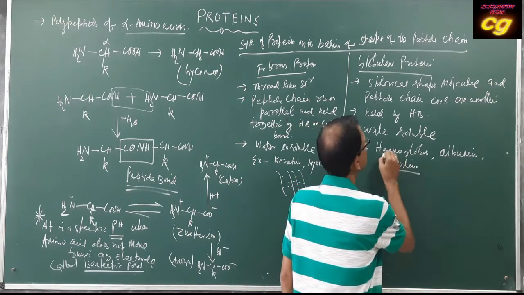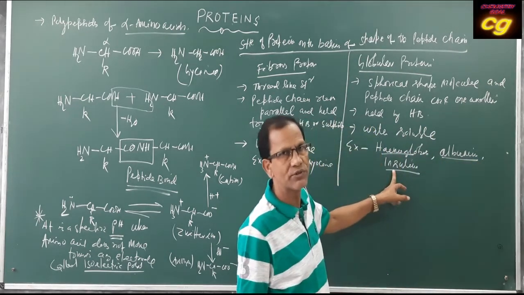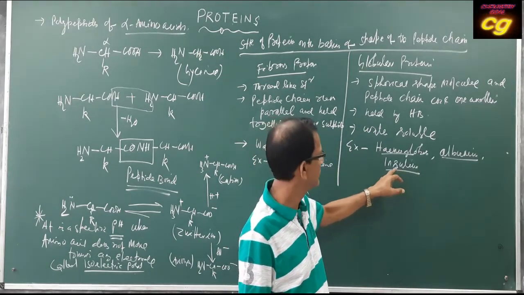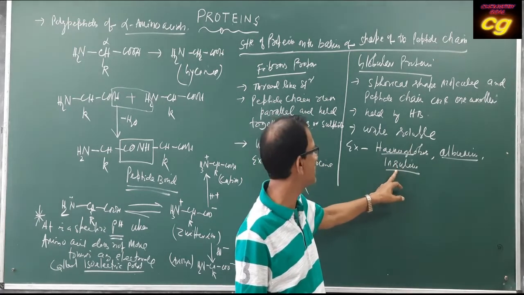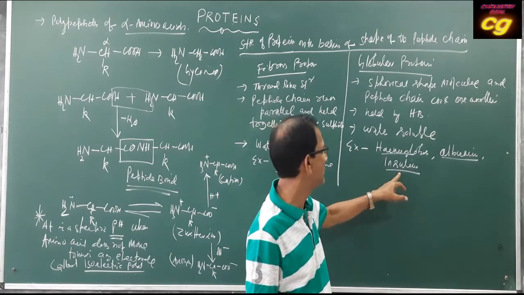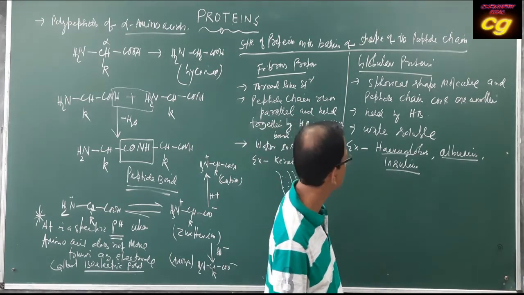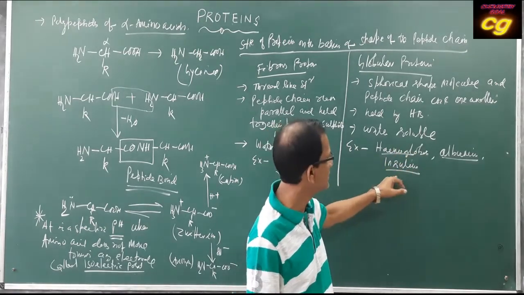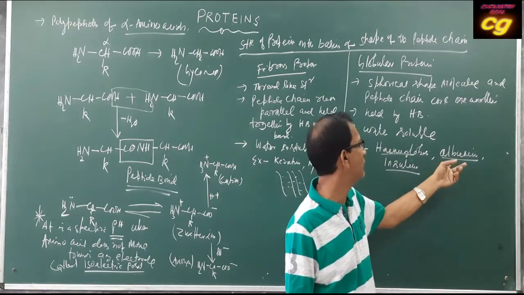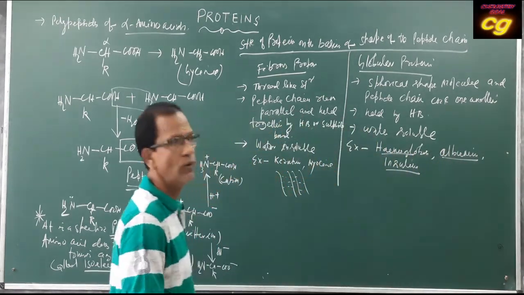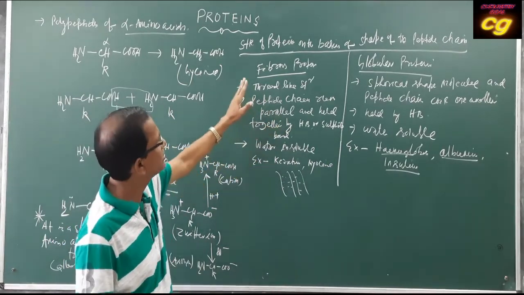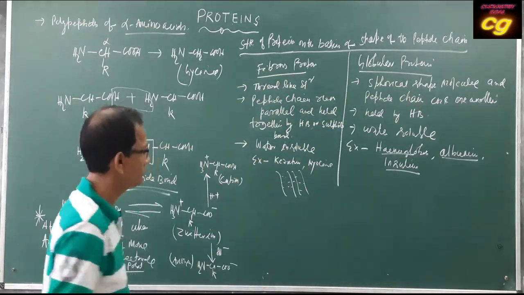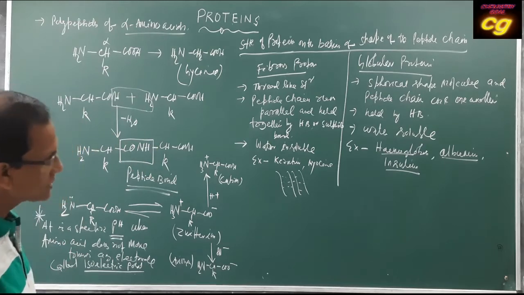Insulin is secreted from the pancreas and helps in the metabolism of glucose. It maintains the glucose level. Hemoglobin is very important in the blood. Albumin is the protein present in egg. So these are some globular proteins, and those are fibrous proteins. This is the classification of proteins on the basis of the shape of the peptide chain.